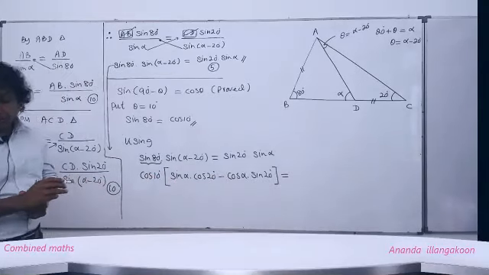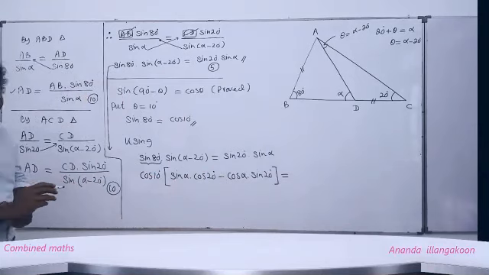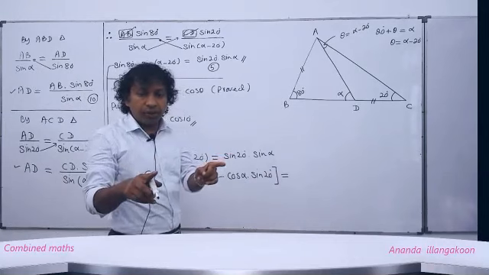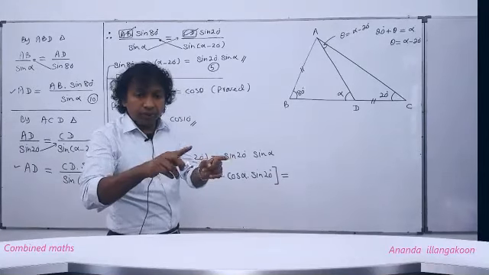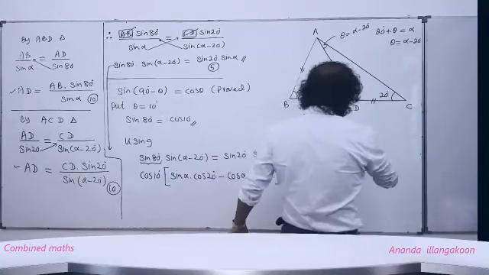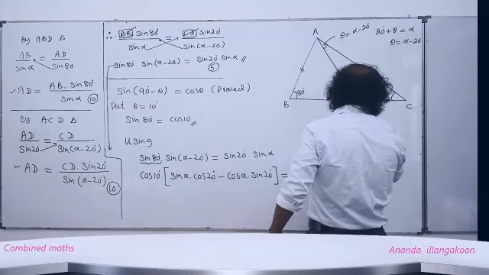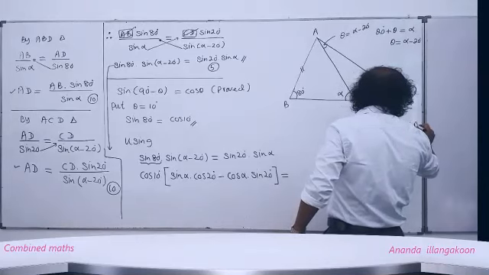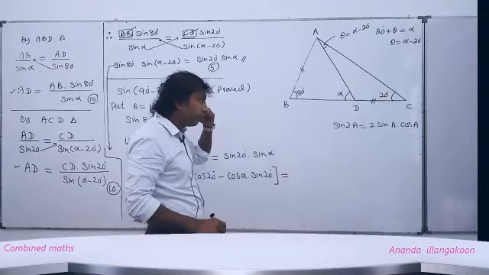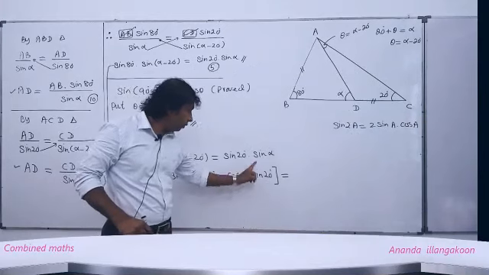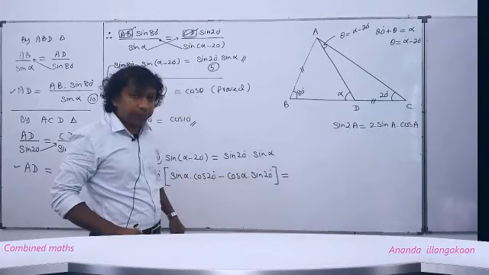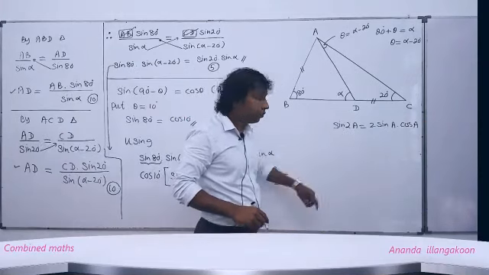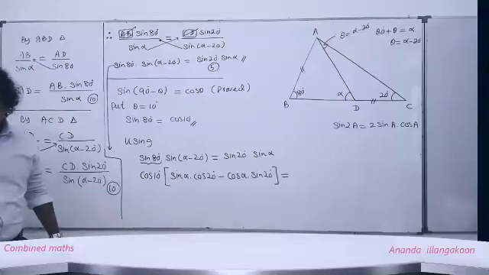people, sine 20. How to write sine 20 using the sine 2A formula? 2 sine 10 cos 10. Understood, right? The sine 2A formula, you know, in the morning, in the previous question also, we used this: sine 2A is 2 sine A cos A. Then sine 20 I can write as 2 sine 10 cos 10.